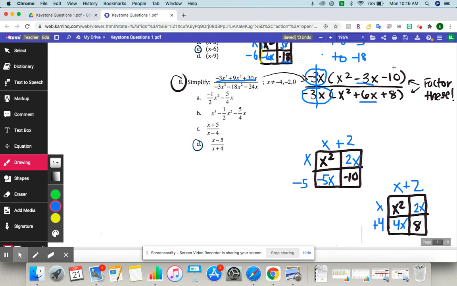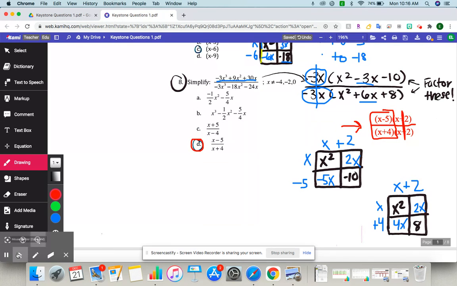Now we can rewrite the numerator and the denominator as factors. And this is what that would look like. Now notice we have a common factor of x plus 2, so these factors divide out, and we are left with x minus 4 divided by x plus 4, hence D being the answer here.